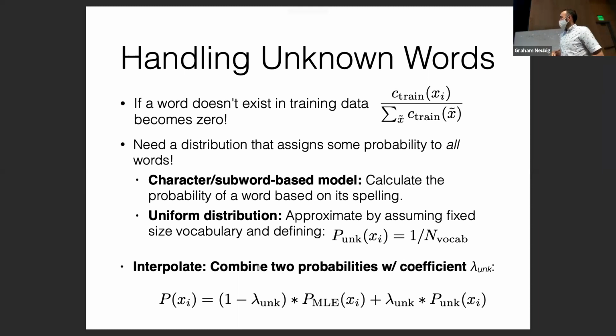So then what we do is we combine the two probabilities with a coefficient. We can call this lambda unc. And this basically gives us the probability of any word. So if it exists in our vocabulary, probably it will get most of its probability from the maximum likelihood estimation part. If it doesn't exist in the vocabulary, it'll still get a little bit of probability from the unknown word part. So that covers all of our bases.